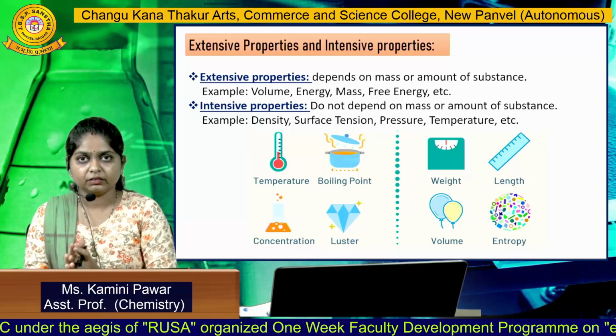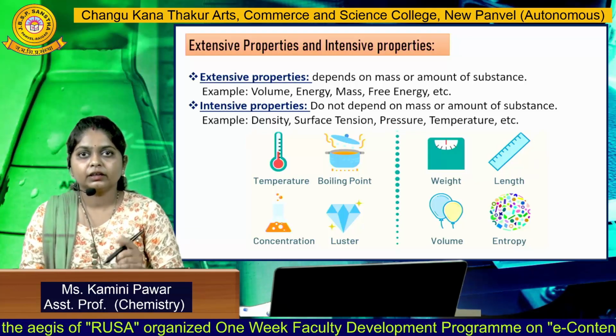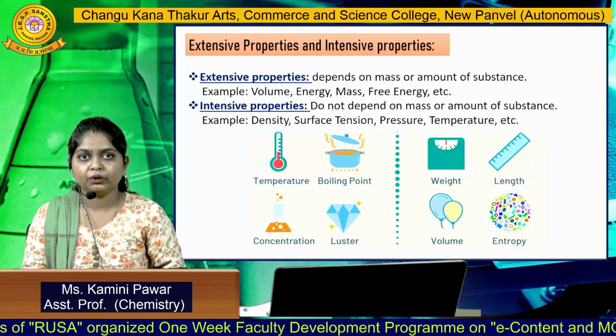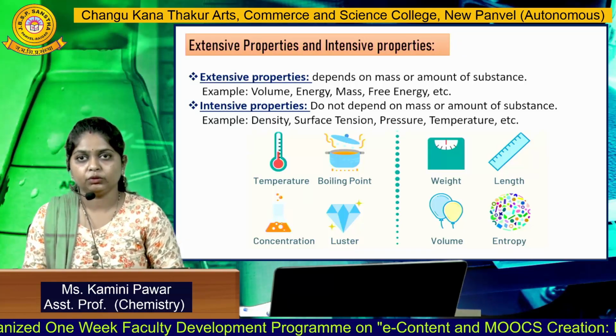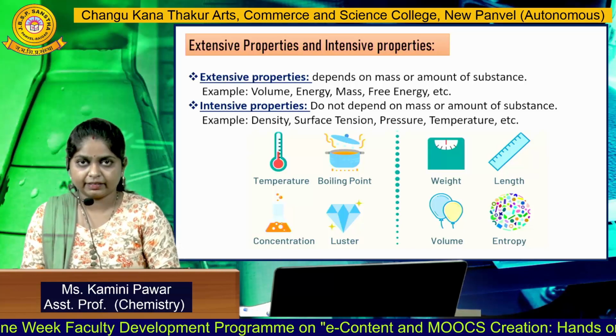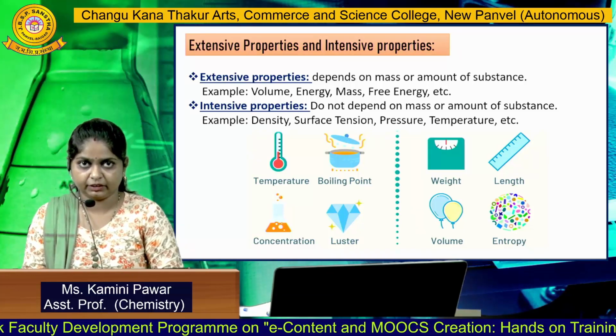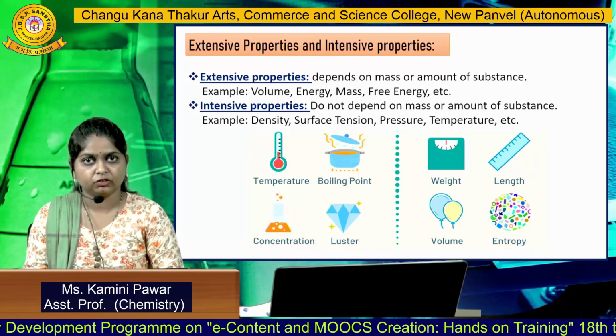And now the next, which is the intensive property. The intensive property does not depend on the mass or the amount of substance. That is known as the intensive property. Examples are density, surface tension, pressure, temperature, etc.